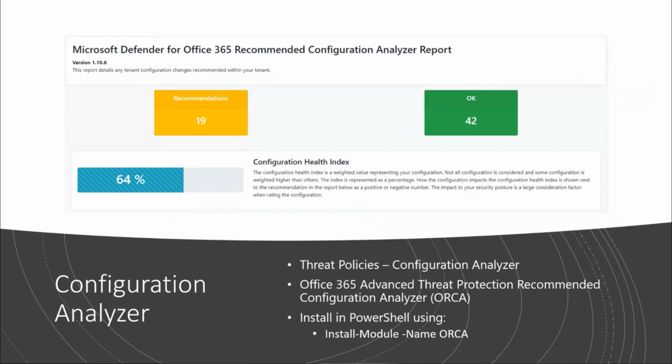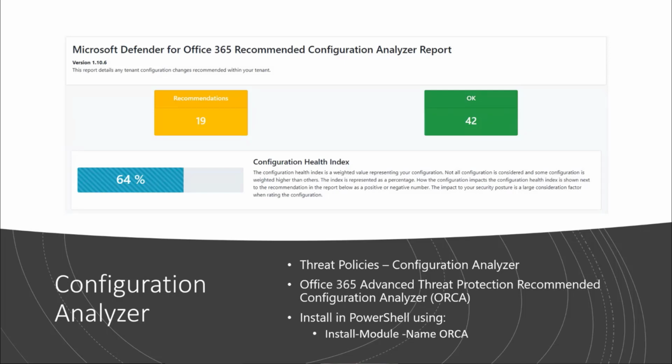So to start using the Defender for Office, we need to make sure that we can get it configured. A good step to start, if you have the licenses in place for MDO P1 and P2, would be to have a look at the configuration analyzer. It's part of the threat policies in the security portal.